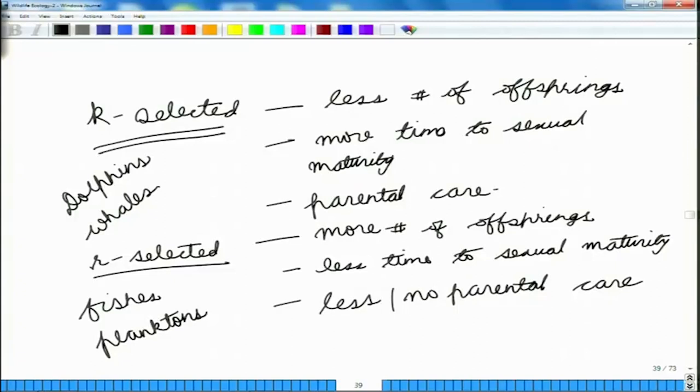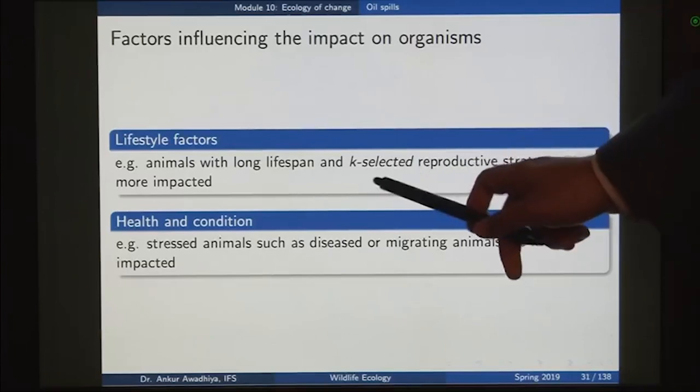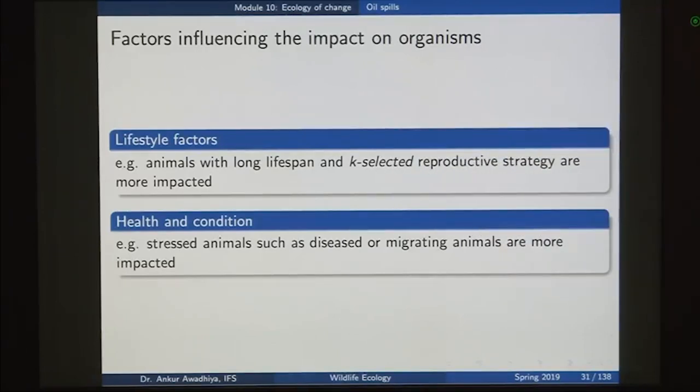So, the impact on a K-selected organism will be much greater because it will not be able to come back to the normalcy because it does not have the capability to produce more number of offsprings. Now, along with the lifestyle factors, other factors that play an important role are the health and condition of the organisms. So, if there are organisms that are already stressed, diseased or migrating, the impact on them will be much greater.